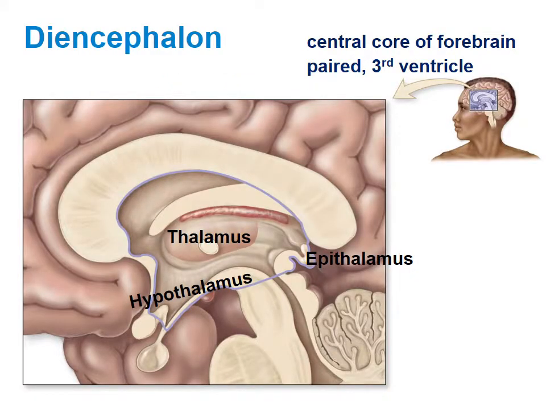The diencephalon lies inferior to the cerebrum and contains 3 paired structures and the 3rd ventricle. The sides of the ventricle are formed by thalamus. Hypothalamus is the anterior floor of the ventricle. Epithalamus is the dorsal wall of the ventricle.